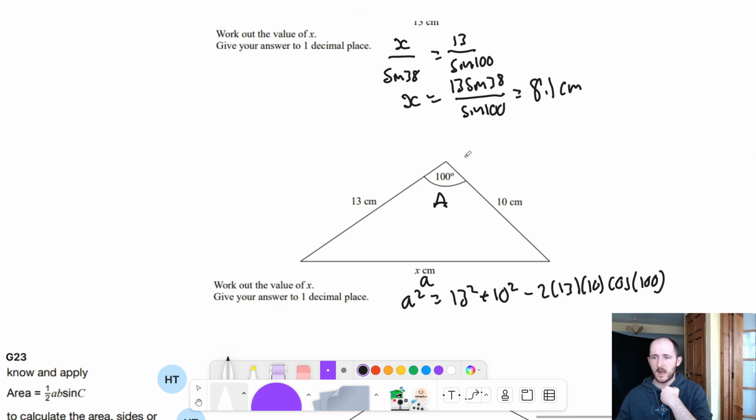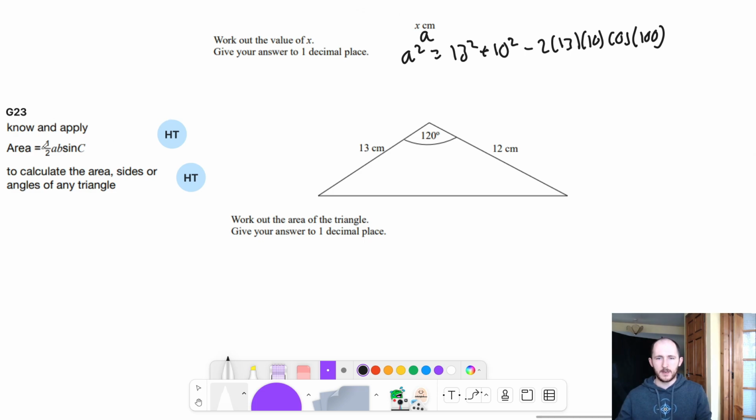All I would do is whatever angle I have or want, I label that A, and the rest of the labeling doesn't matter. All you need to do is make sure the side opposite is also lowercase a. The other two sides don't matter, because think about it, all I'm doing is adding them or timesing them. You can add and times in any order you want.